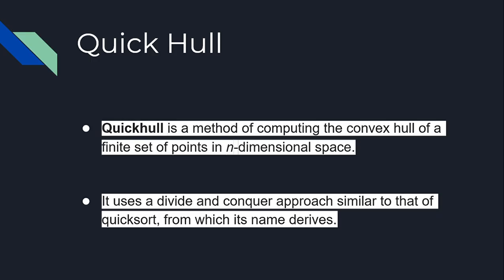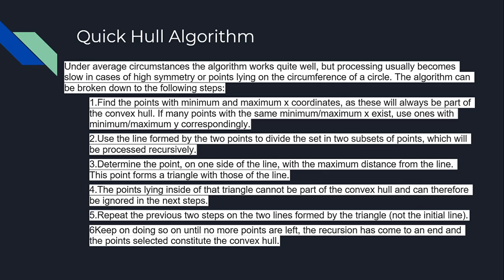Quick hull. Quick hull is a method of computing the convex hull of a finite set of points in n-dimensional space. It uses a divide and conquer approach similar to that of quicksort, from which its name derives. Quick hull algorithm: under average circumstances, the algorithm works quite well, but processing usually becomes slow in case of high symmetry or points lying on the circumference of a circle.